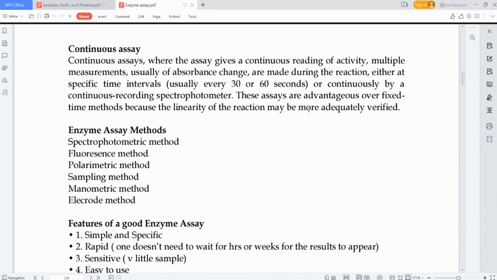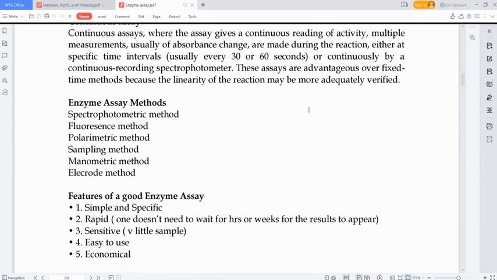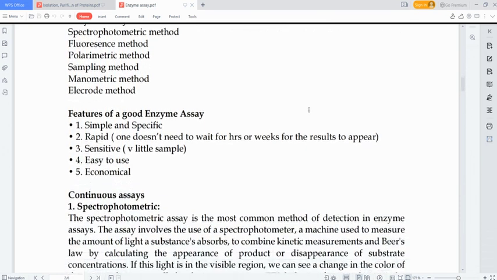The methods that you use in continuous assay vary. You may use the spectrophotometric method, the fluorescent method, the polarimetric method, the sampling method, the manometric method, or the electrode method. Now, a good enzyme assay must have the following.